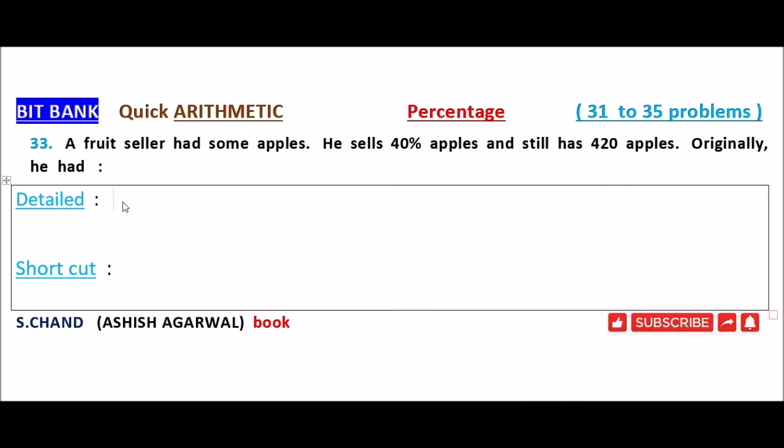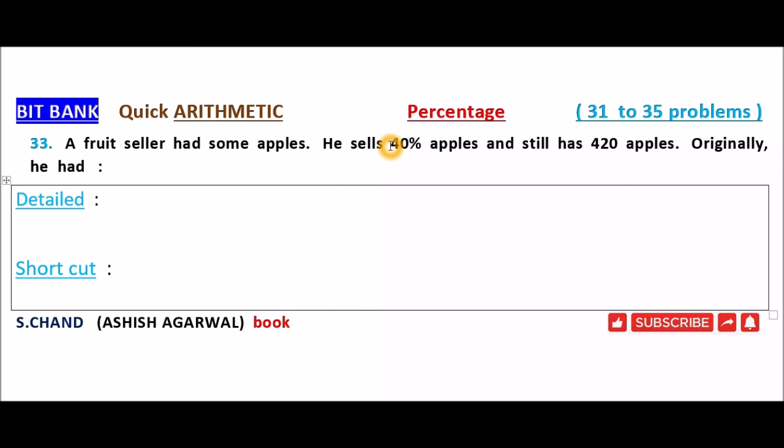Now problem number 33. A fruit seller had some apples. He sells 40% of the apples and still has 420 apples. Originally, how many total apples did he have? What is the number of total apples? Solution. The detailed explanation.